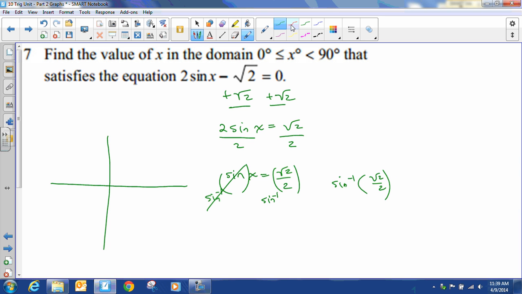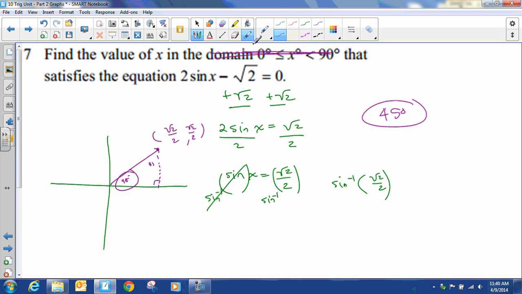And if you remember from your unit circle, radical 2 over 2 happens right here with this 45, 45, 90 triangle. As a matter of fact, both cosine and sine are radical 2 over 2, and therefore the answer is 45 degrees. If we were not restricted with this domain, then the other answer would be, yes, 135 degrees, right? Okay.